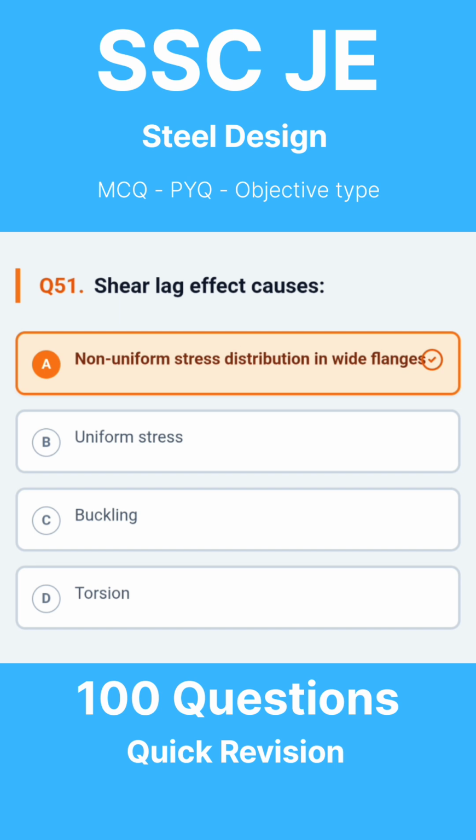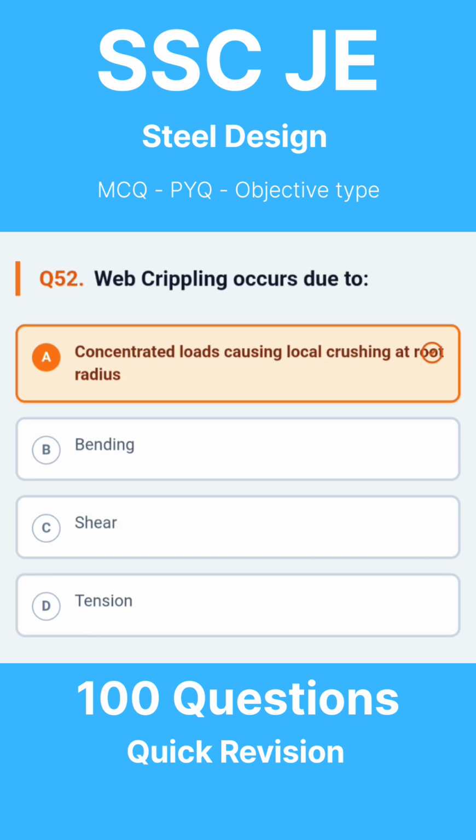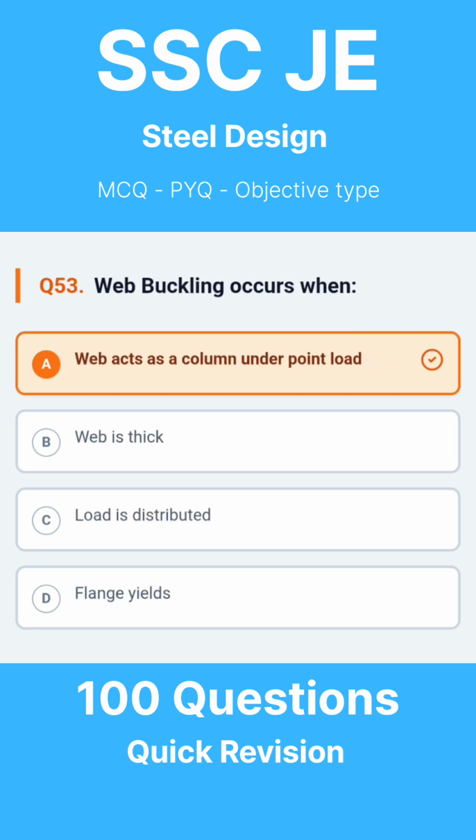Question 51. Shear lag effect causes. The correct answer is non-uniform stress distribution in wide flanges. Question 52. Web crippling occurs due to. The correct answer is concentrated loads causing local crushing at root radius. Question 53. Web buckling occurs when. The correct answer is web acts as a column under point load.